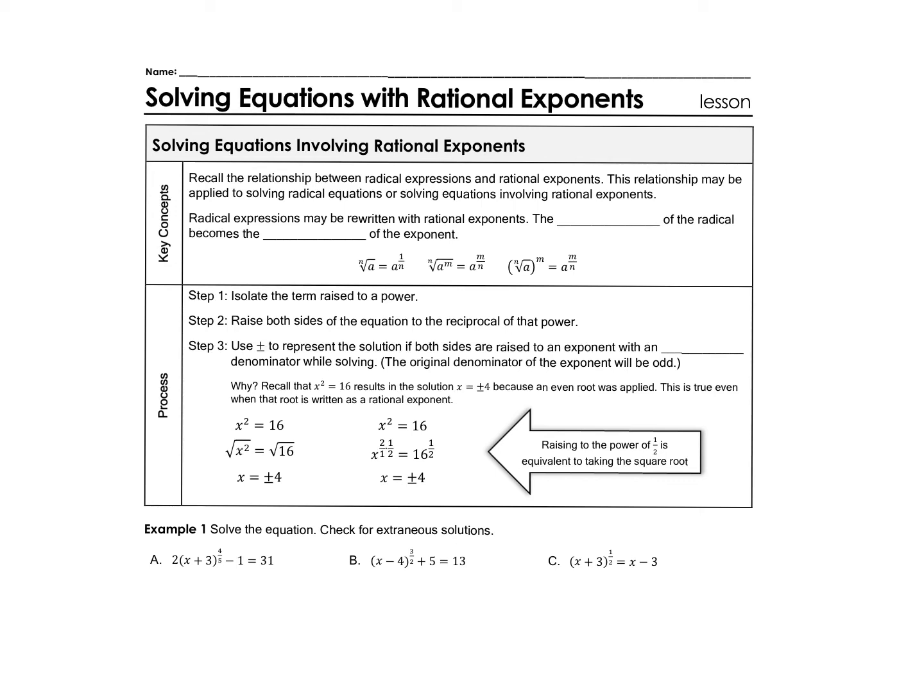All right, on this lesson, we're going to be solving equations again, but this time it's going to have rational exponents. So remember, rational means fraction. So we will have fractions as our exponents. We discussed this before.